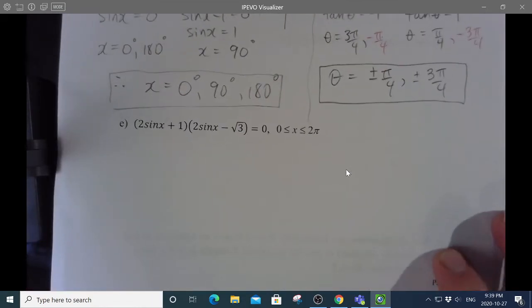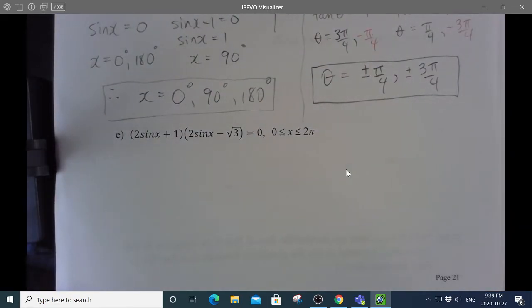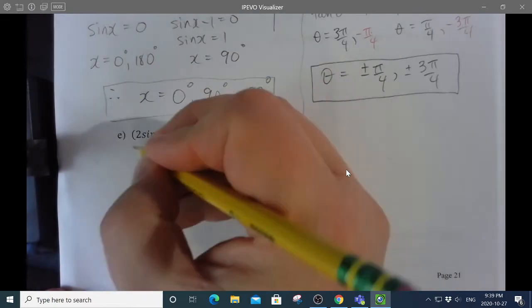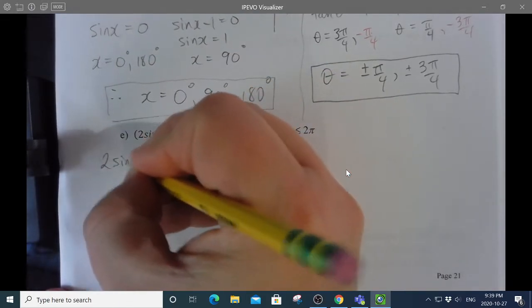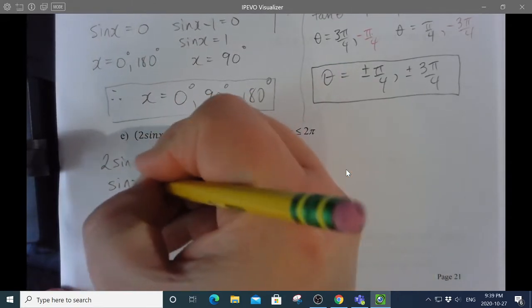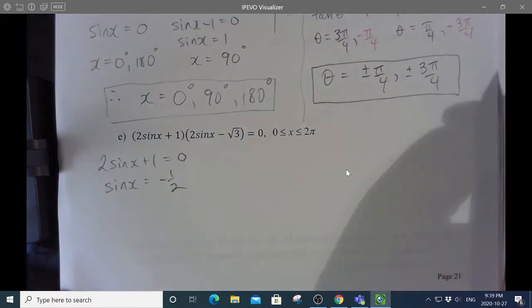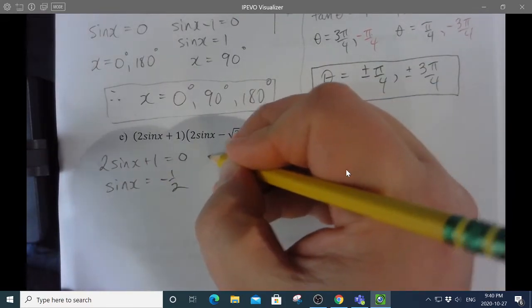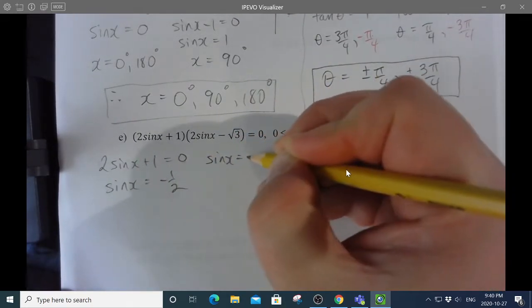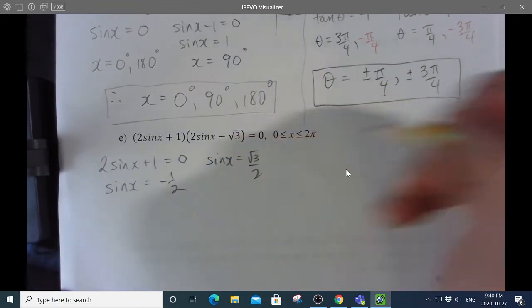Here's one that's already in factored form for us. So all we have to do is just change the factors into answers. So 2 sine x plus 1 is equal to 0. So the sine of x is equal to -1/2, right? Because the 1 moves over and the 2 moves over. And the other answer is the sine of x is equal to √3/2, because that √3 would move to this side and then divide by 2.